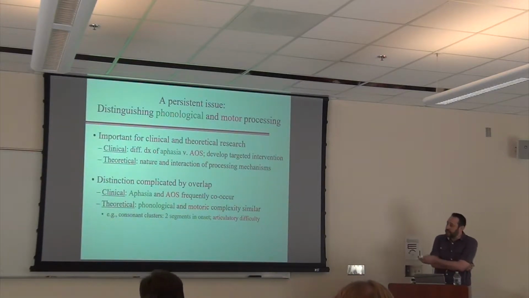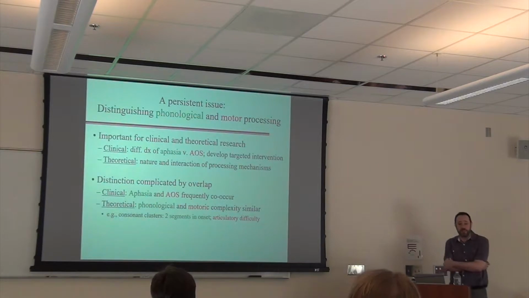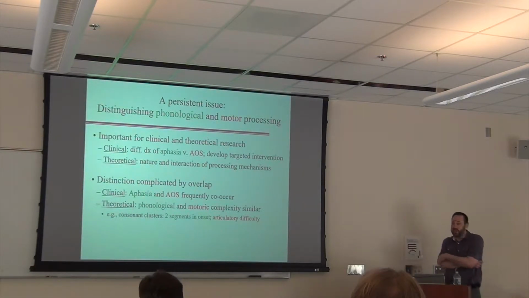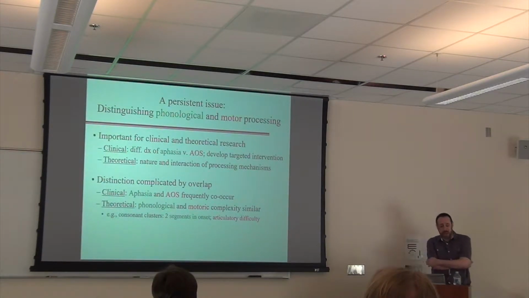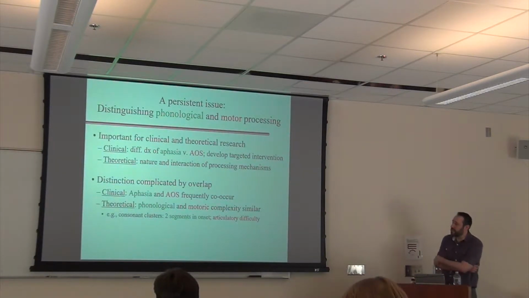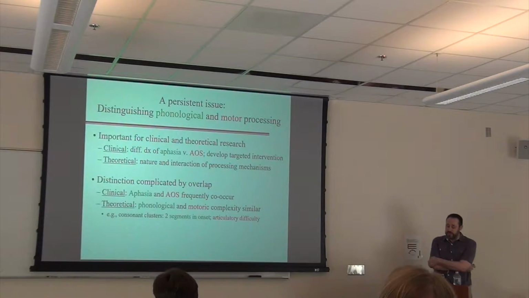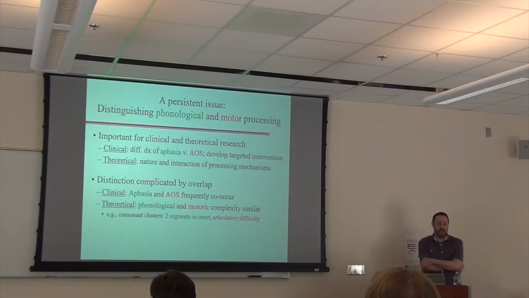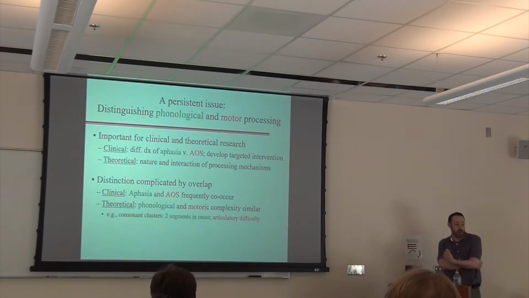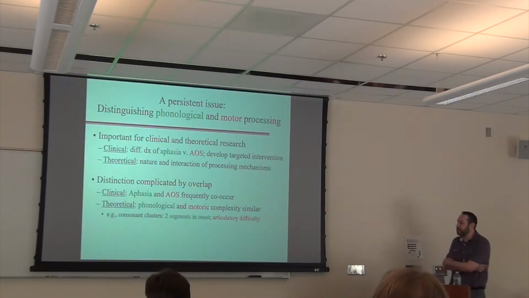So the distinction is complicated clinically because aphasia and apraxia of speech co-occur so greatly that it's really difficult, and there have been attempts to try to find large groups of individuals that have just apraxia, and it's been very difficult to find those individuals. So there's this great overlap, which makes it a little bit more complicated to separate cleanly those two levels of processing and how they get affected by deficits. Theoretically, it's also difficult because the things that are complex phonologically tend to also be complex motorically, and so these things will be vulnerable to errors or vulnerable to slower processing in terms of spoken production.